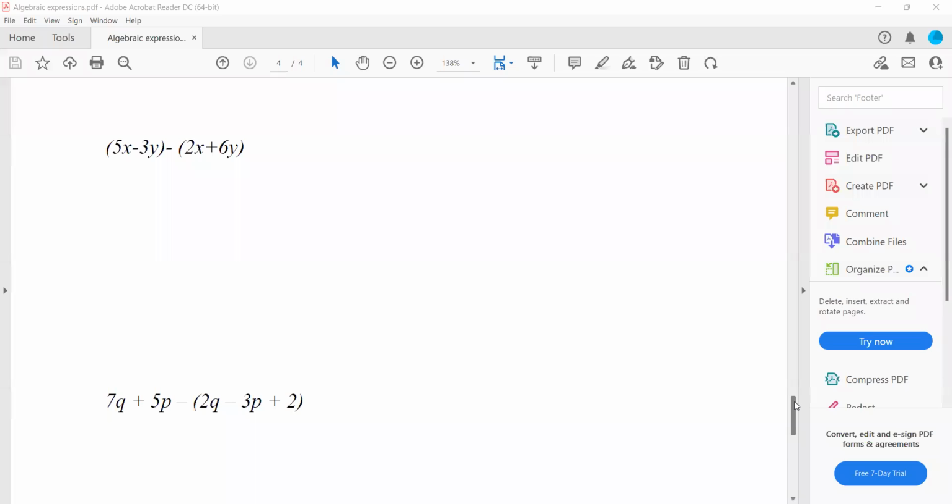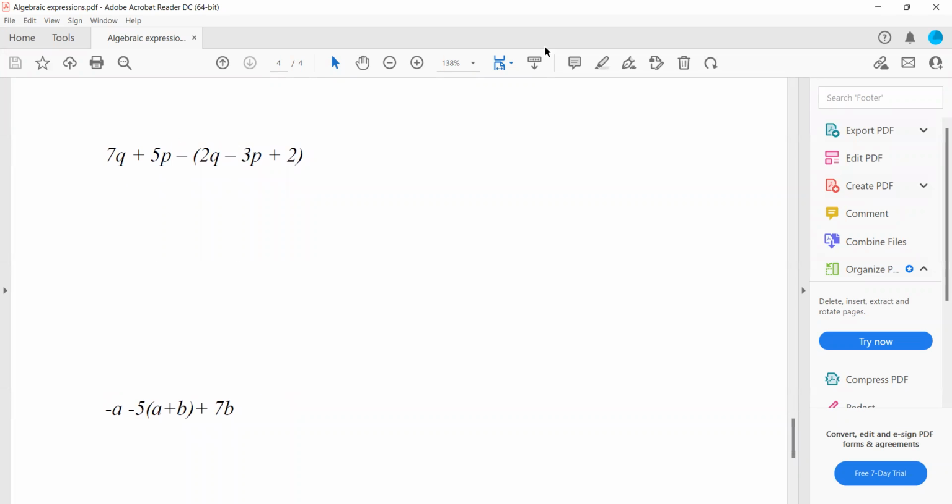Okay, next one. So we do see a bracket there, right? So this is a minus, but this is a plus. It's a minus, and this is a plus. So we've got to solve the bracket first. So 7x plus 5p minus 2q plus 3p minus 2.